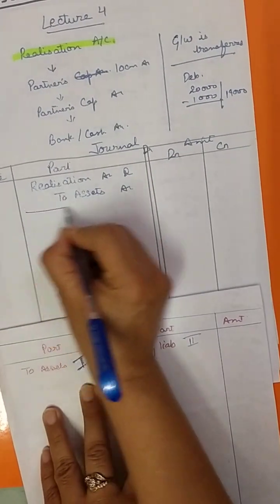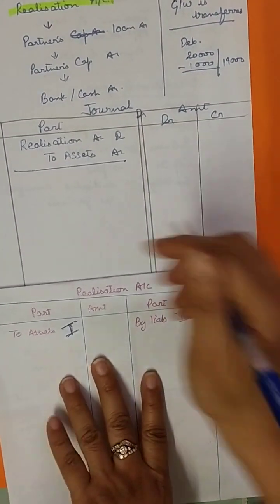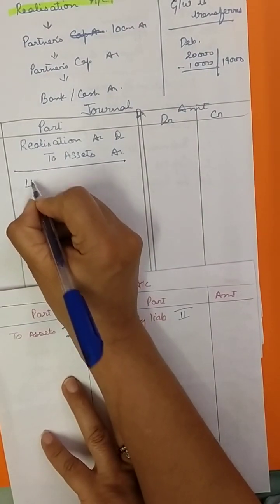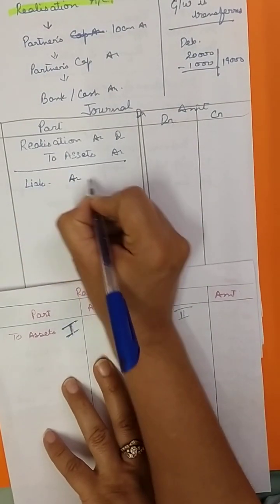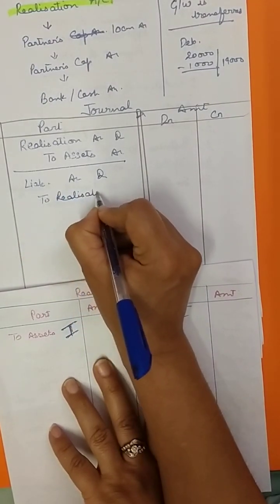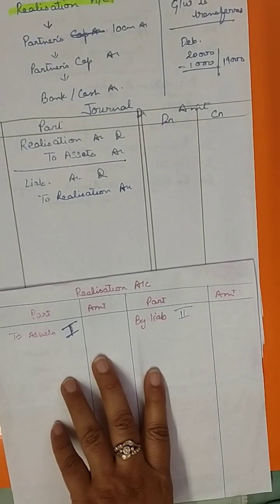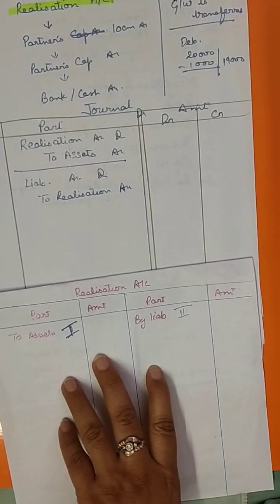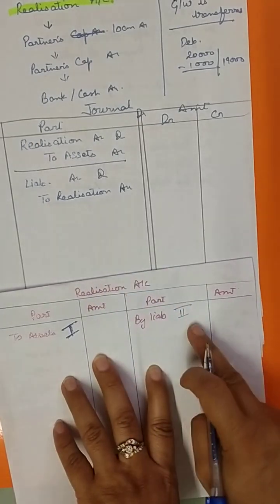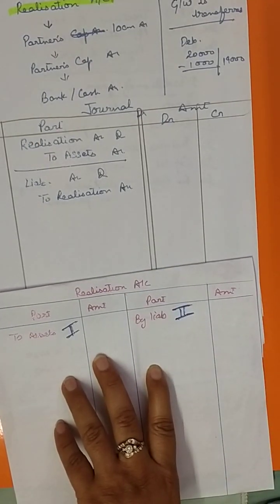Second step, transfer all liabilities. Liabilities have a credit balance. To transfer them you need to debit them, so the journal entry will be liabilities account debited to realization account, being liabilities transferred. Please remember only external liabilities are transferred, so the ledger posting will be 'by liabilities'. This is your step number 2.